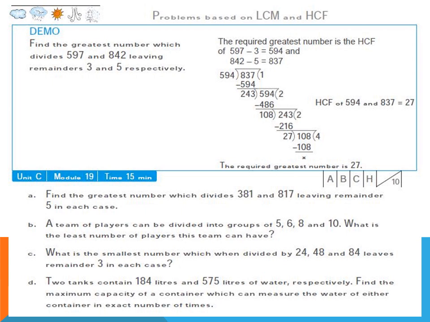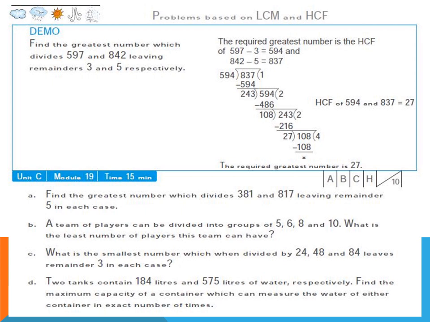A team of players can be divided into groups of 5, 6, 8 and 10. What is the least number of players this team can have? So what you will do, you will find the LCM of all these four numbers, 5, 6, 8 and 10.